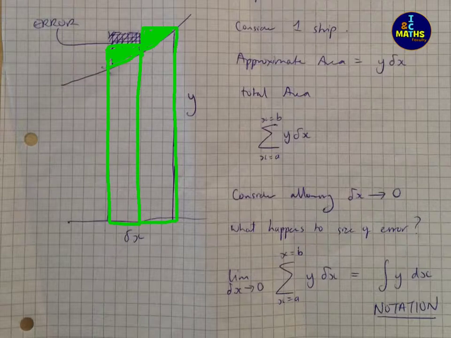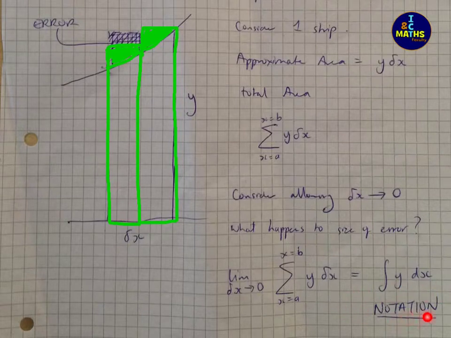So this is the really clever bit now. What if I have an infinite number of incredibly thin strips? Well, that would mean I'd have a lot of strips whose areas I need to calculate. I'd have to add lots of them together, but it also means that this error would get incredibly small.